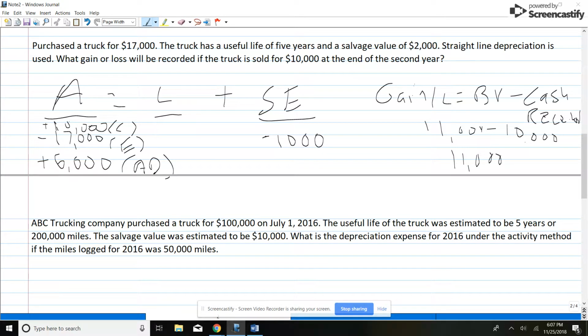Alright, so welcome back to the second half of chapter 9. So we just finished talking about this problem, and this is going to be our loss right here, this 1,000.